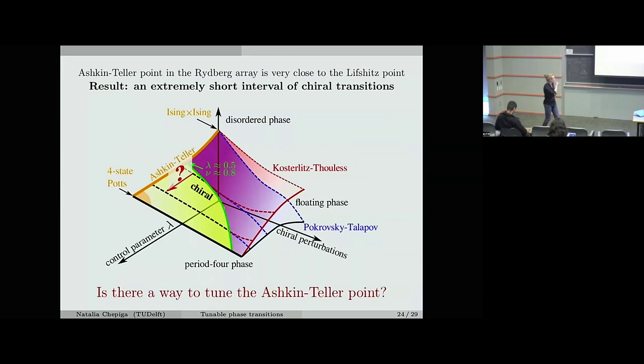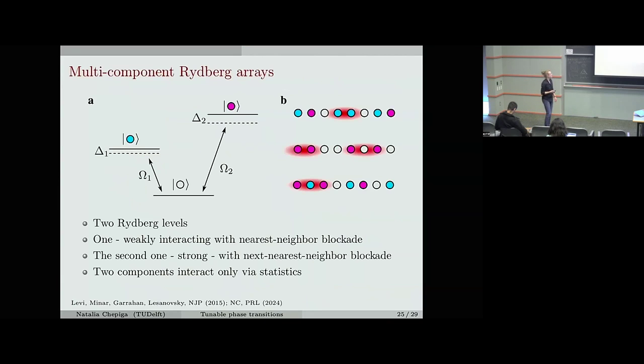But okay, coming back to the idea how to play with the Ashkin-Teller point. Obviously, this phase diagram is 3-dimensional, and what we had before with Rydberg atoms is 2-dimensional, right? We have interatomic distance, we have laser detuning. So we need to increase the dimensionality. And one of the ways to do it is to look at the multi-component Rydberg arrays. This is a pretty old idea that has been probed already quite a few times, but as you will see, it's actually a pretty powerful idea in the context of quantum phase transitions.